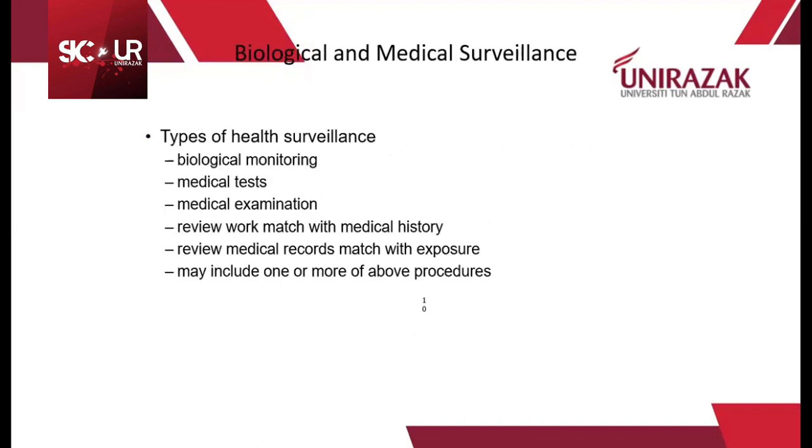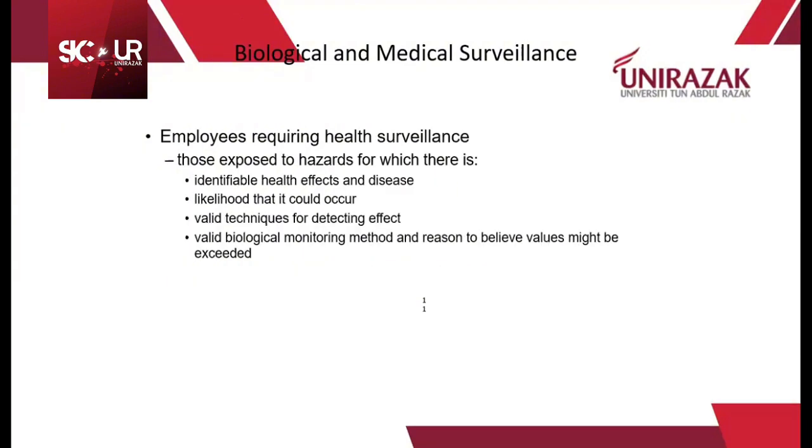Type of health surveillance: biological monitoring, medical tests, medical examination, review of work and medical history, review of medical record matched with the exposure, may include one or more of the above procedures. So mana-mana procedure yang berkaitan dengan biological monitoring, medical test dan sebagainya lah. Employees requiring health surveillance: those exposed to the hazard for which there is identifiable health effect and disease, likelihood that it could occur, valid technique for detecting effect, valid biological monitoring method and reason to believe value might be exceeded.